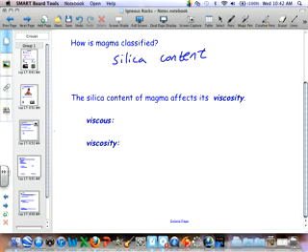So if silica is really gooey, is that going to allow the magma to move more easily or more slowly? Yeah. All right, and that concept of resisting the flow is something that we call viscosity. If something is viscous, it means that it resists flow, right? It doesn't really move very fast.